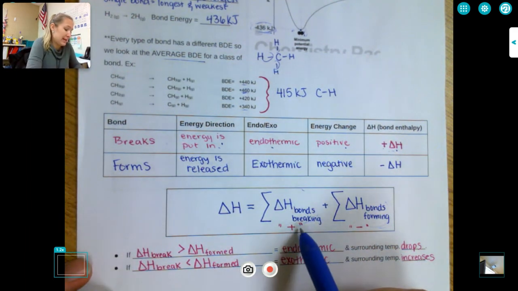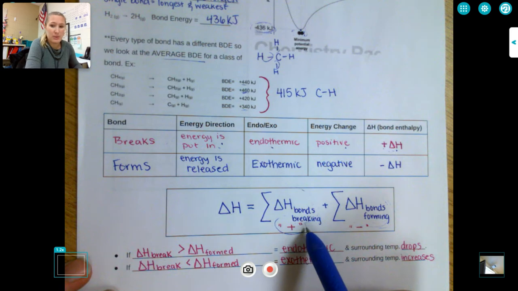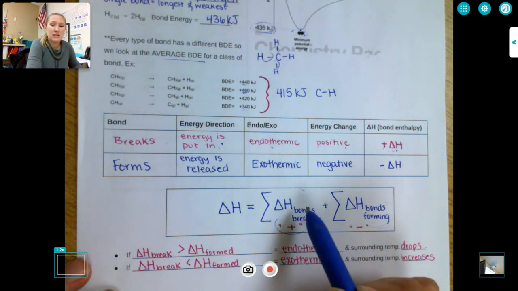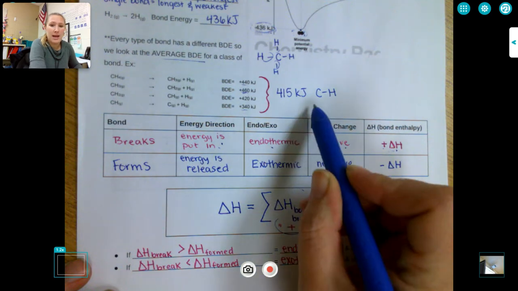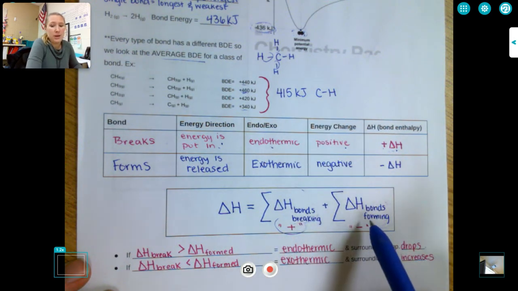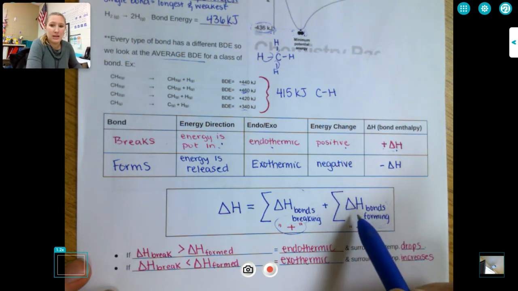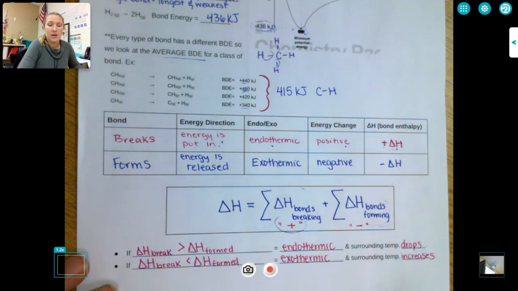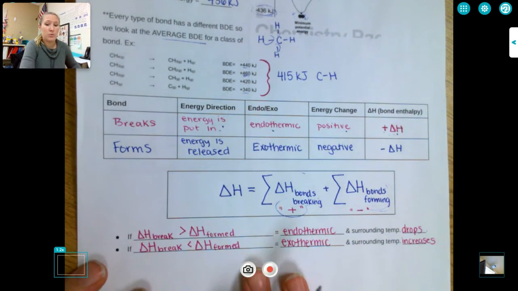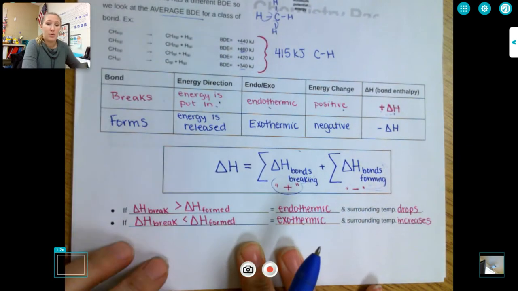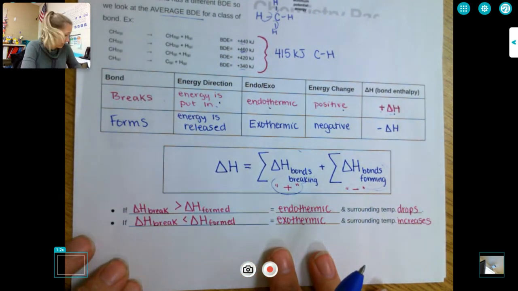So if we remember that it takes energy to break bonds, so that's positive, and we release energy when we form bonds, we just need to add up all of our average bond dissociation energies for all the bonds broken, and then plus the amount released, so negative bond dissociation energies for all the bonds being formed. We can then determine if our reaction is endothermic or exothermic by looking at the number of bonds that are broken and the number of bonds that are formed.